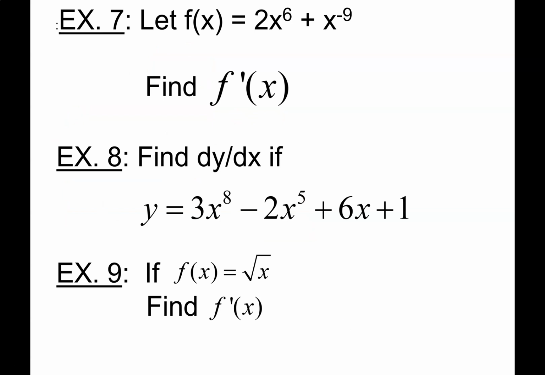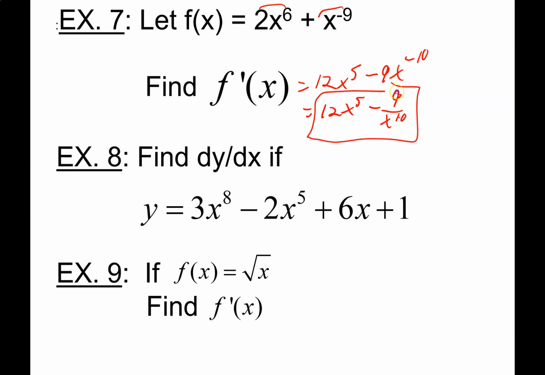Okay. A couple of basic power rule problems to play with here. f prime on this first one: move the 6 to the front, keep the x, 6 minus 1 is 5. Easy peasy. A positive times a negative 9 is negative 9. x, drop a power to the negative 10. 12x to the 5th minus 9 over x to the 10th. Again, negative powers make reciprocals. So that's why the x to the 10th goes to the bottom.